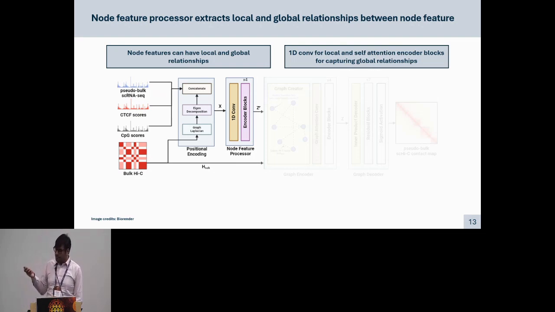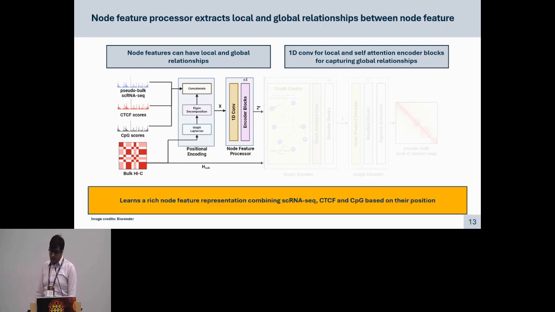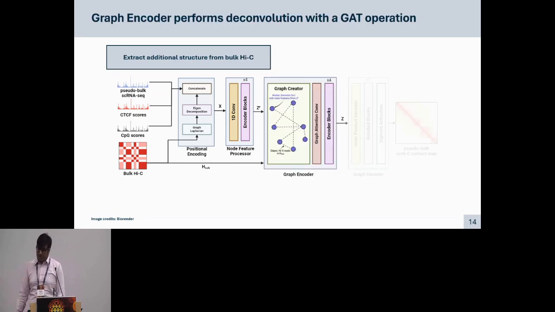It does so by first applying a 1D convolution block on each modality individually, which extracts local features, and then we pass these local features to an encoder block with self-attention that will learn all the global interactions between all of the local features within the same input modality and across the modalities, conditional on their position on the genome. This module embeds the interaction between all of the modalities, conditional on their position in the chromatin, in a shared representation space. The third component, the graph encoder, extracts additional structure from the bulk Hi-C matrix.